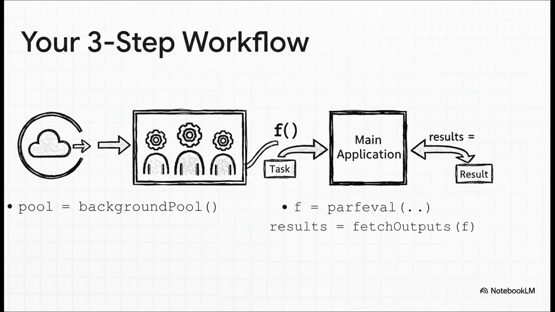So, if you remember just one thing from this whole explainer, please make it this slide. The core workflow is just so simple: create a pool with background_pool, send a job with parfeval, and get the result with fetch_outputs. Master these three steps, and you have honestly mastered the basics of parallel computing in Nelson.